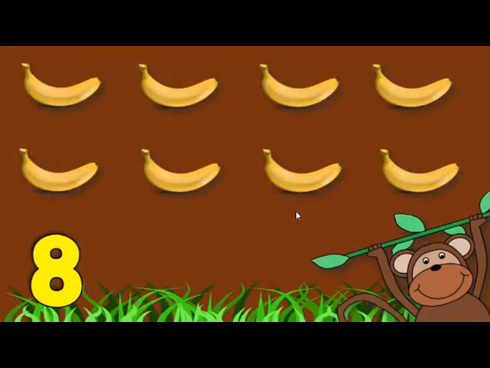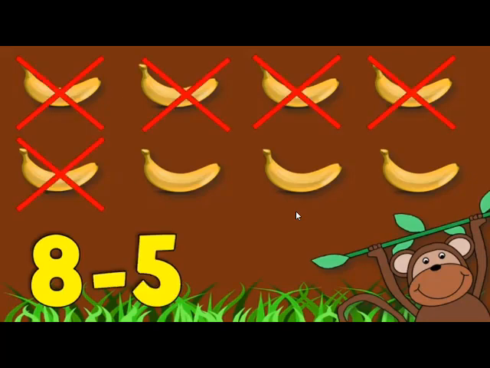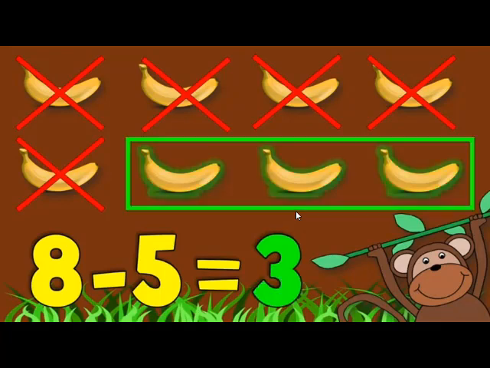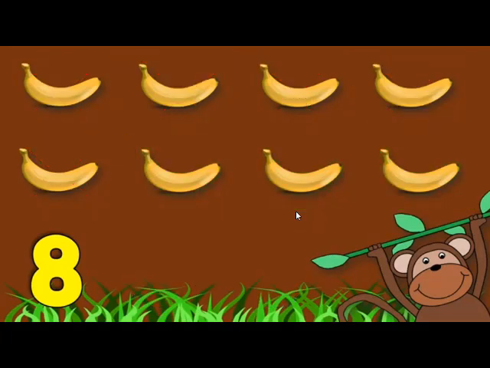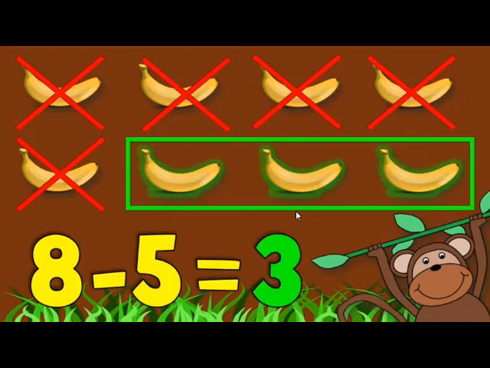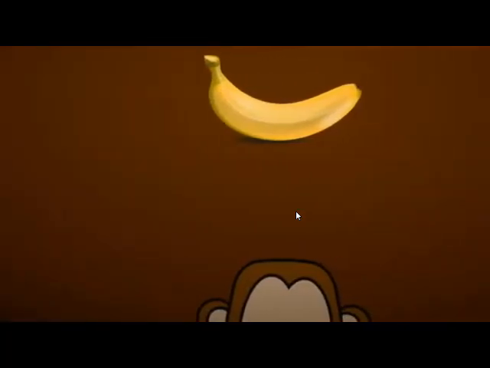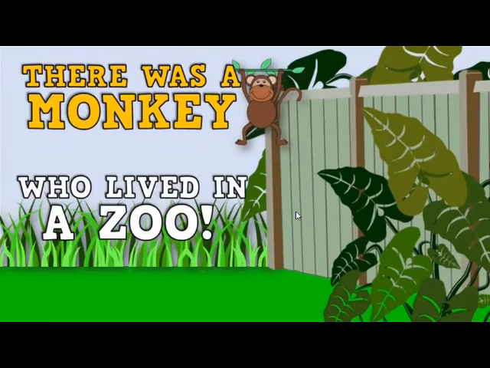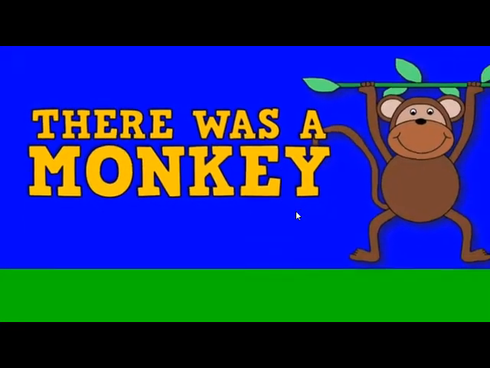The next day, Monkey was excited because the zookeepers gave him 8 bananas. Monkey was hungry and devoured 5 of them. How many bananas did this hungry monkey have left? 3. 8 minus 5 equals 3. The difference was 3. There was a monkey who lived in a zoo.